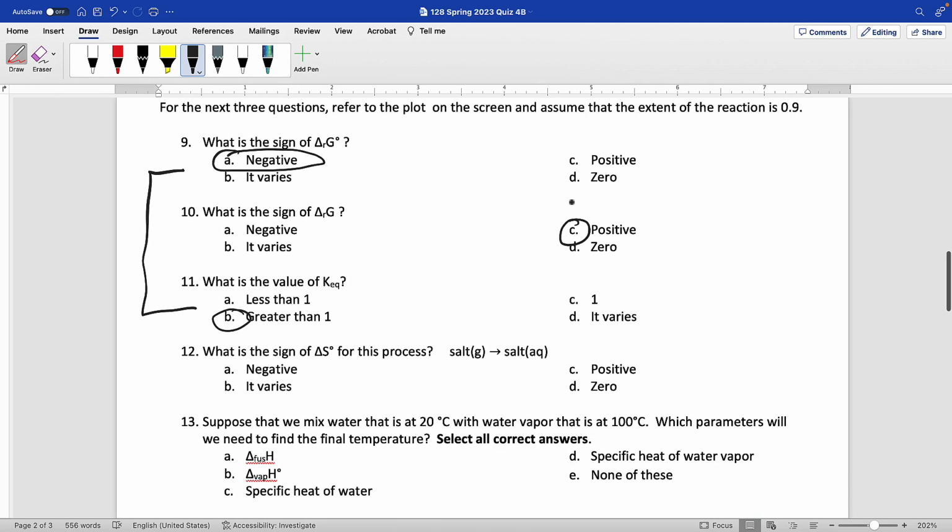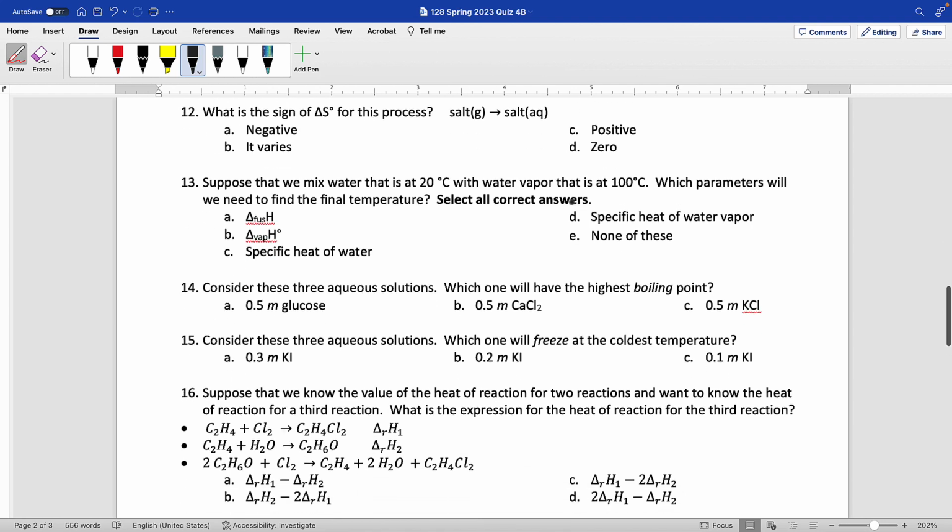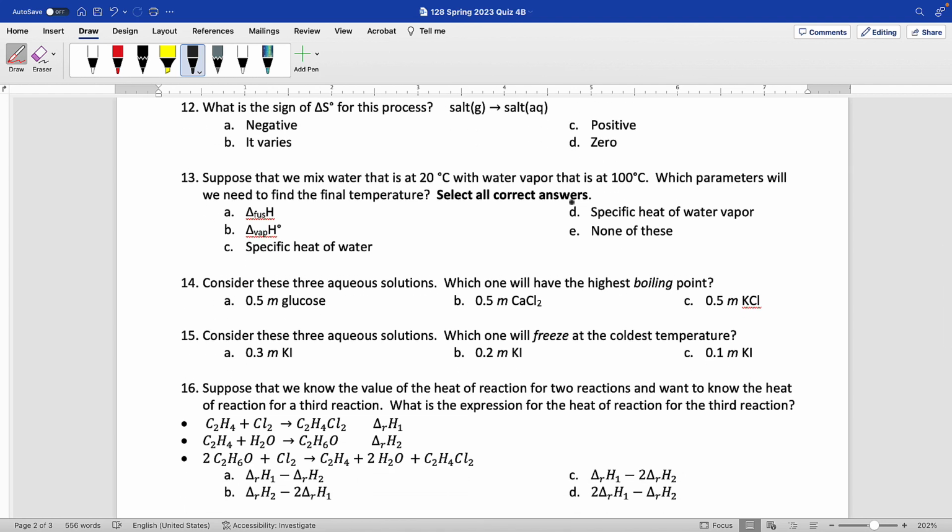So just to hammer this home, delta G is the only one of those 3 that's point specific, that depends on where you are at a specific moment in time. The other 2, they would have been the same answer no matter where we put that dot. Okay, what is the sign of delta S for this process?